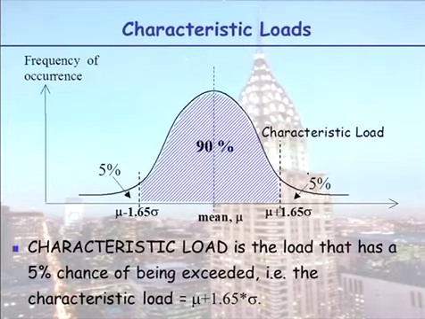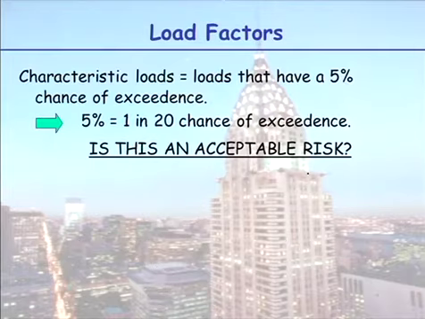Now, you may be thinking, well, hang on a minute, that means 5% of the time our loads are still being exceeded. So 5% of the time the building might fall down. Is that a good risk? Characteristic loads that have a 5% chance of exceedance, that equates to 1 in 20 chance of exceedance. Would you be happy with that if you were building a building? No. No, so we're not happy with that.